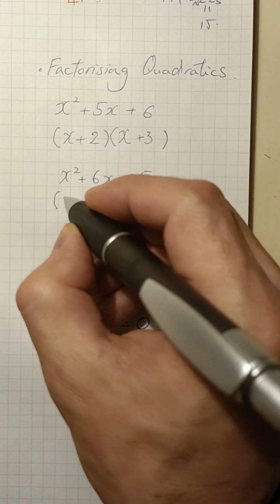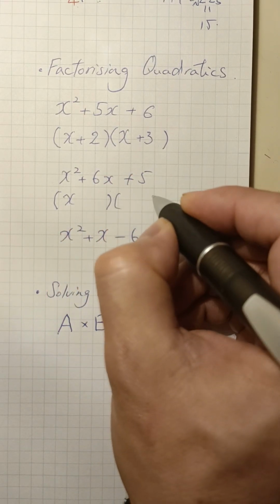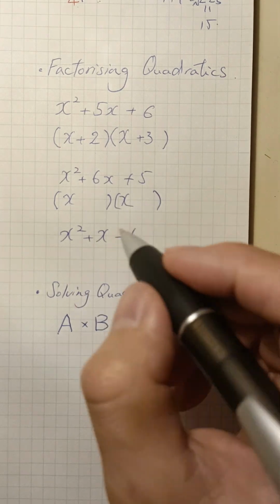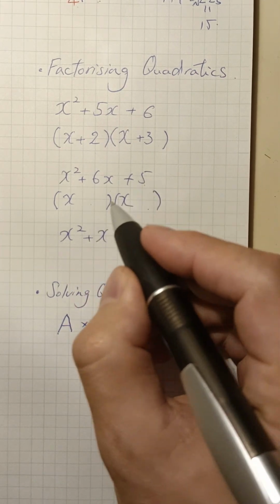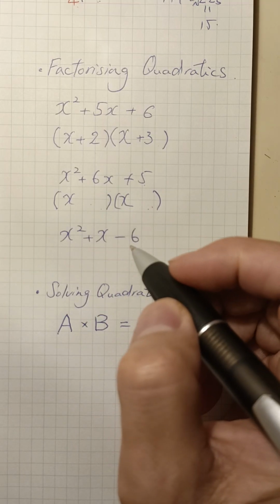Let's do another one. Bracket, bracket, x, x. Multiplying two numbers, you get 5. Adding two numbers, you get 6. What two numbers?